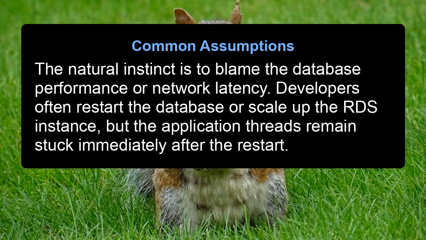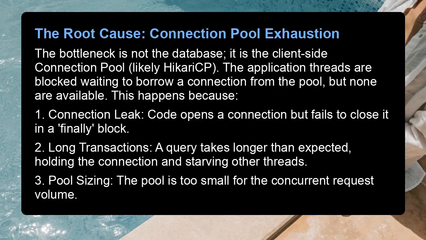Common assumptions. The natural instinct is to blame the database performance or network latency. Developers often restart the database or scale up the RDS instance, but the application threads remain stuck immediately after the restart. The root cause: connection pool exhaustion. The bottleneck is not the database. It is the client-side connection pool, likely HikariCP. The application threads are blocked waiting to borrow a connection from the pool, but none are available. This happens because: 1. Connection leak, code opens a connection but fails to close it in a finally block. 2.